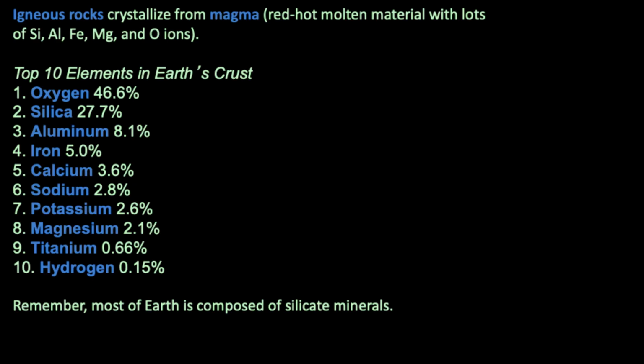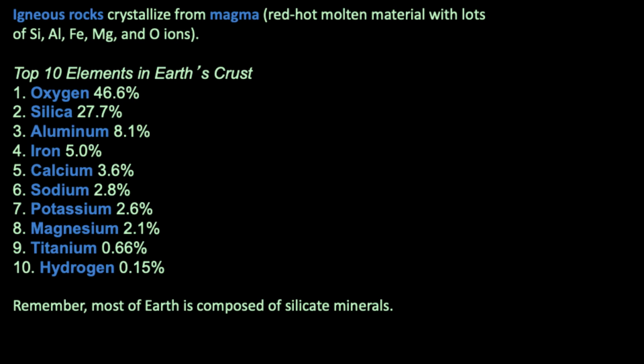If we were to take the top 10 elements in the Earth's crust, you would find that oxygen is number one, and the number two element is silicon. Those two elements alone account for 84% of the Earth's crust. So 84% of the Earth's crust is made out of silicon and oxygen. It's not surprising, in fact, that most rock-forming minerals that are igneous tend to be silicate minerals, and so we're going to look at that.